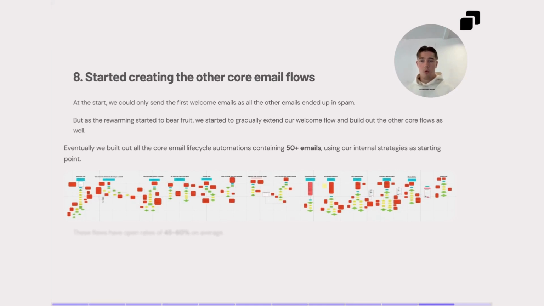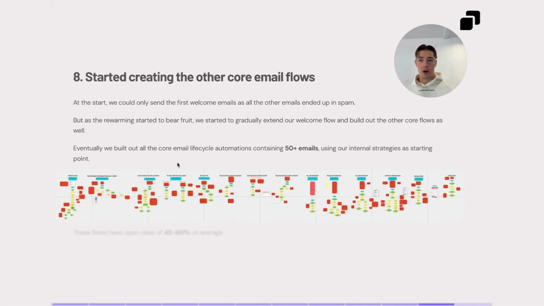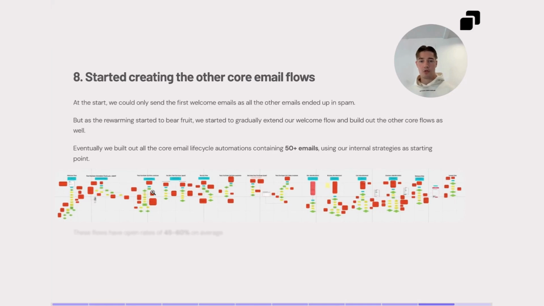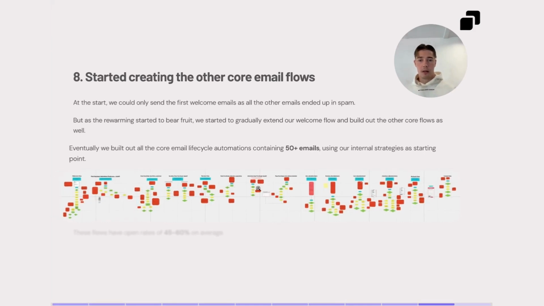Basically, we built out the whole core email lifecycle automation setup for them, containing more than 50 emails, using these internal services as a starting point. And like I said, this is something that comes only after you have already healed the domain reputation. You can't put all of these live straight away, because then it's going to hurt the deliverability again and push you back to where you started from.